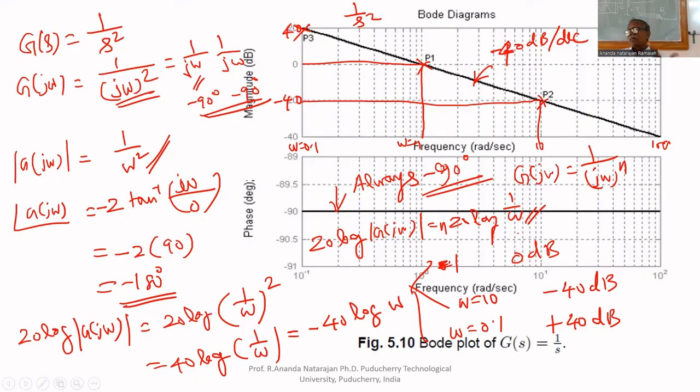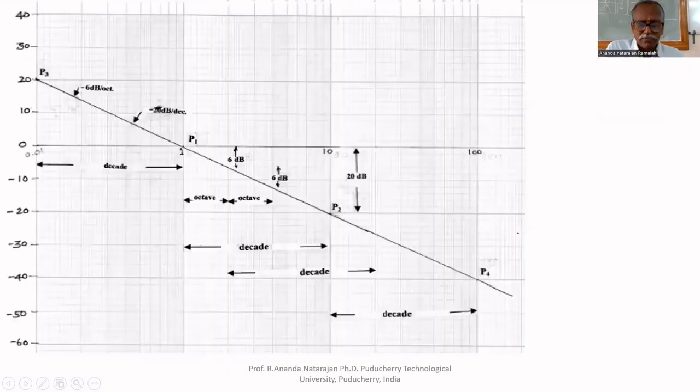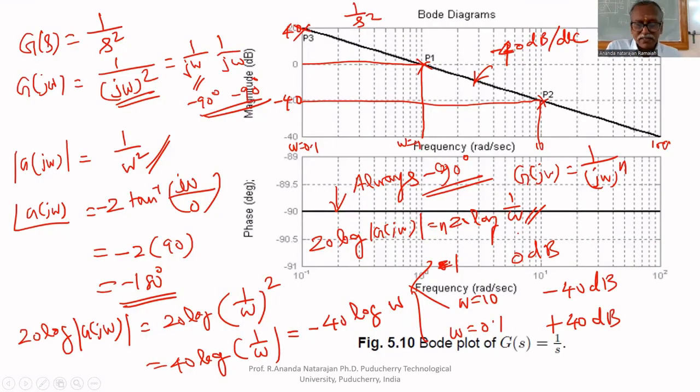If you know 1 by omega, we can find any number. We just have to multiply by that power. In this case, the power is 2, therefore 20 becomes 40. If the power is 3, it becomes 60, plus 60 and minus 60. But anyhow, for omega equal to 1, it is always 0. This is the plot for 1 by s.